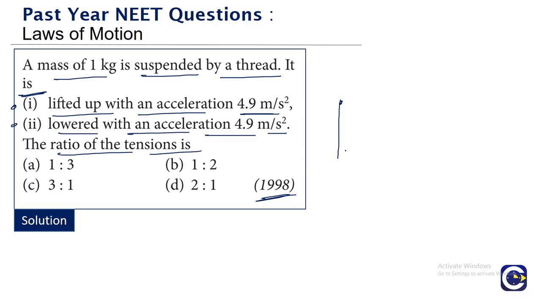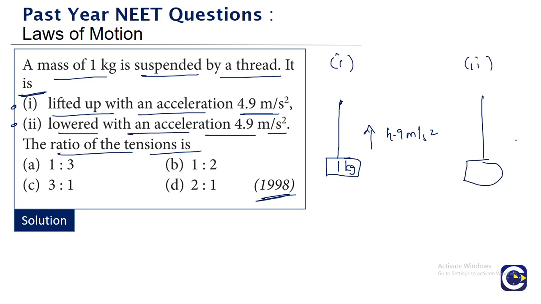So we are suspending the 1 kg mass with a rope. In the first case, it is lifted up with an acceleration of 4.9 meter per second square. Second case, same setup, it is lowered down, means downward acceleration. Now by looking at the number 4.9 itself, we should be careful that in this problem, if we are using g, we should take it as 9.8 meter per second square, because we see the numbers in this question. Of course they didn't give us the value of g, but if we take it as 9.8, there could be a chance for cancellation.